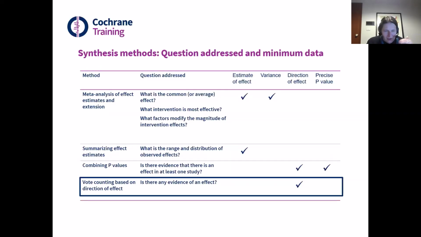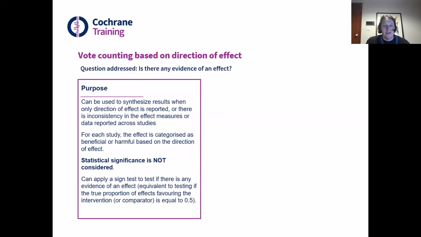Okay, now we're getting to the kind of bottom of the basket, I guess, and we're now just going to look at vote counting based on the direction of effect. So this is the last acceptable synthesis method that we describe in chapter 12. So what does this synthesis method address? Well, it addresses the question of, is there any evidence of an effect? And it can be used to synthesize results when only the direction of effect is reported, or there is inconsistency in the effect measures or the data reported across studies.